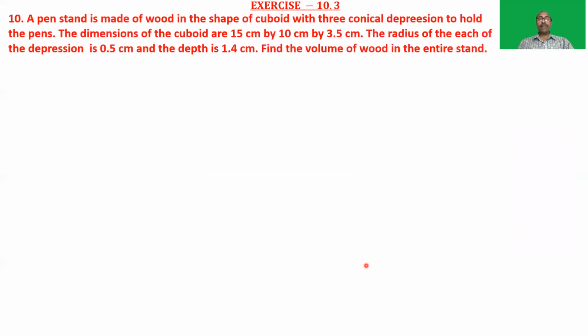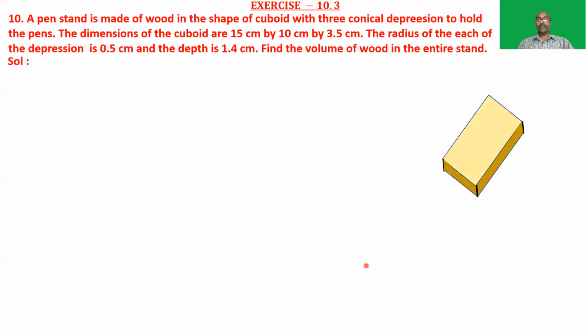A pen stand is made of wood in the shape of a cuboid with 3 conical depressions to hold the pens. The dimensions of the cuboid are 15 centimeters by 10 centimeters by 3.5 centimeters. The radius of each depression is 0.5 centimeter and the depth is 1.4 centimeters. Find the volume of wood in the entire stand.